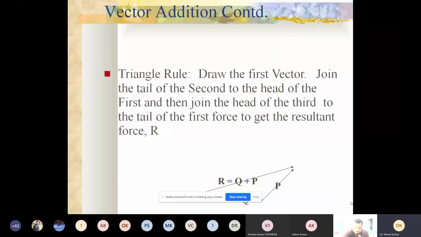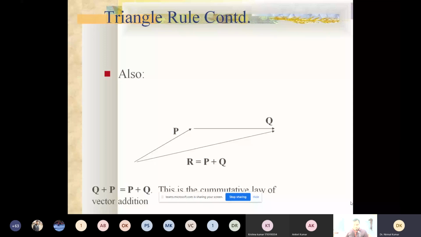And this is known as the triangle rule. Draw the first vector P and the second vector Q and join the tip, head and tail of the vectors, and you will get the resultant of the two vectors P and Q. Vector P and Q will be equivalent to vector Q plus P or vector P plus Q. This is known as the triangle law, and vector Q plus P equivalent to P plus Q is known as the commutative law of vector addition, which all the boys must know.